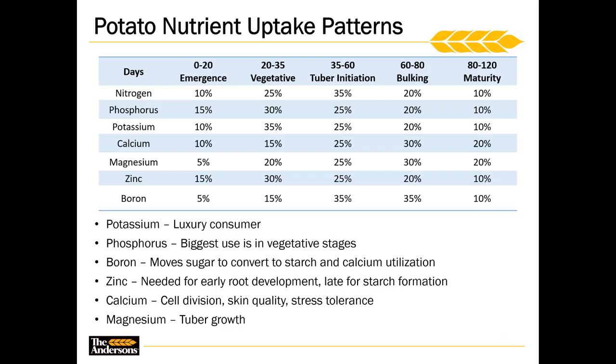So when we take a look at that uptake pattern, we know that potatoes use about 50% more potassium than they do nitrogen. So we want to make sure that we're taking care of our potassium needs here because it is a luxury consumer. Boron is going to be huge in terms of moving calcium inside that plant and really building cell structure. Once we build that cell structure with calcium, that really improves quality and it really improves the stress tolerance of that plant during the growing season.